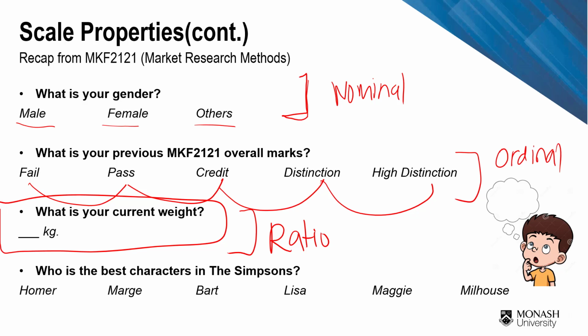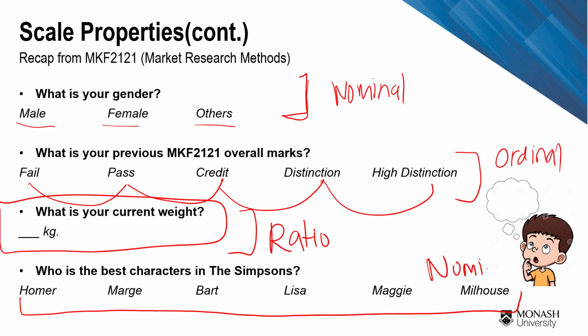Lastly, who is the best character in The Simpsons? Now, I don't know whether you like The Simpsons a lot. I like to use Simpsons references in some of my lectures, so if you see that, then do laugh. I can't hear your laughter, but you just laugh. Who is your best character in The Simpsons? You got Homer, Marge, Bart, Lisa, Maggie, Milhouse. Who is that? Now, because of that, you can see that all of these names are not going to be values, because there's no values associated with it, and I can switch things around as well. So because of that, that is nominal.